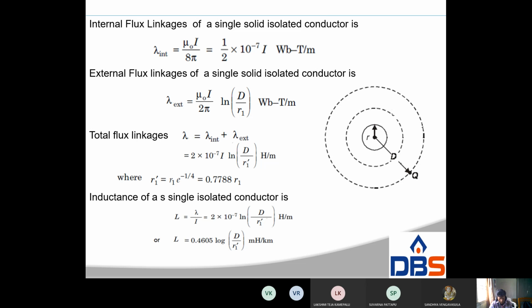Loop inductance per meter equals 10 power minus 7 in bracket mu r plus 4 ln d by r, not r dash, r. ln means logarithm base e, not base 10. So the formula: loop inductance equals 10 power minus 7 in bracket mu r, relative permeability, plus 4 ln d by r, Henry. Right? Now the problem. For copper, put mu r equal to 1.